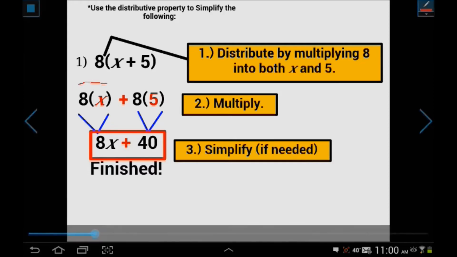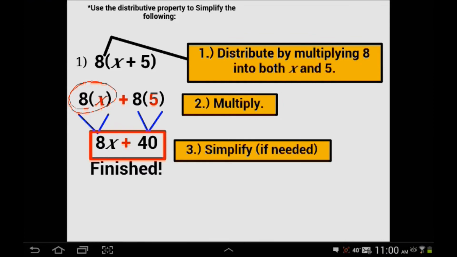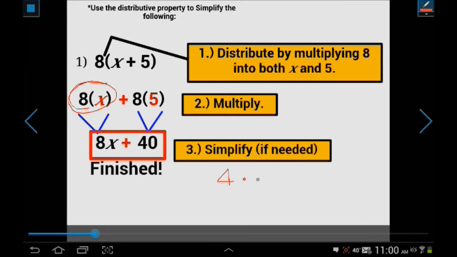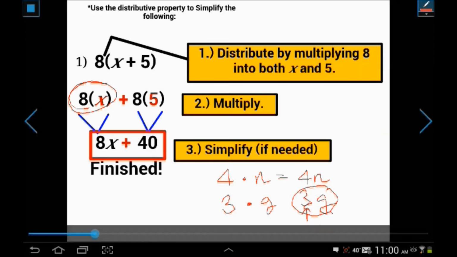Hopefully the only thing that might confuse you a little bit is right there with the 8x. When you multiply a number times a letter, 4 times n, the answer to that is 4n. If you're multiplying 3 times g, that's going to be 3g. So you're just going to basically put the number and letter together. This is the coefficient, and this is your letter.